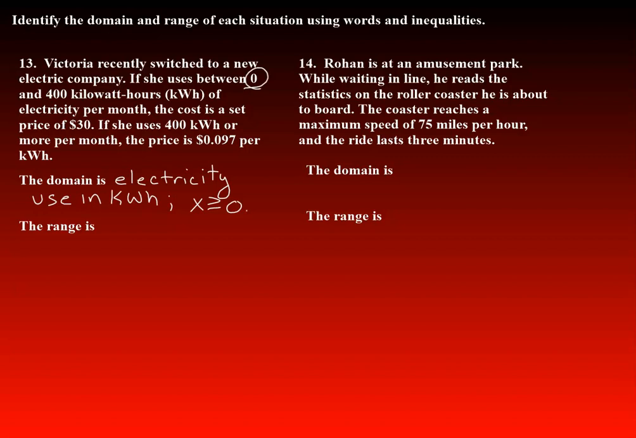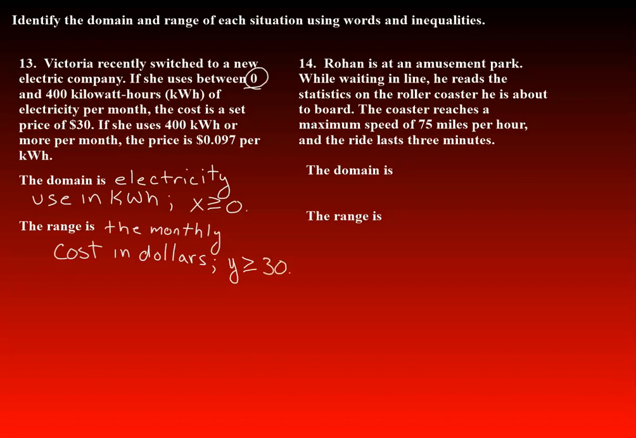The range is going to be the cost. Okay, the range is the monthly cost in dollars. And this would be y is greater than or equal to the minimum cost, which is $30.